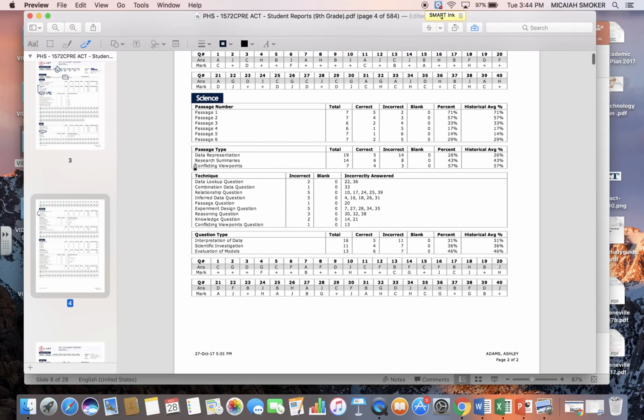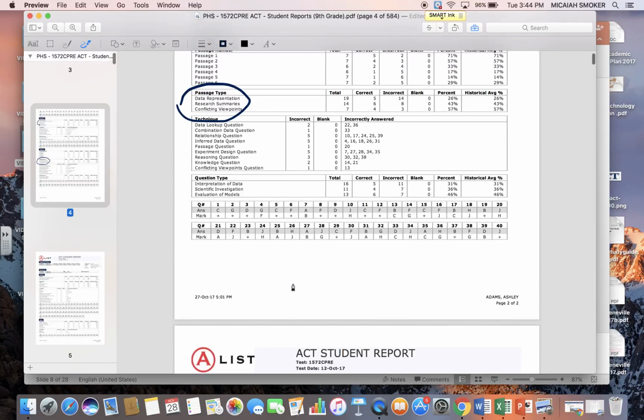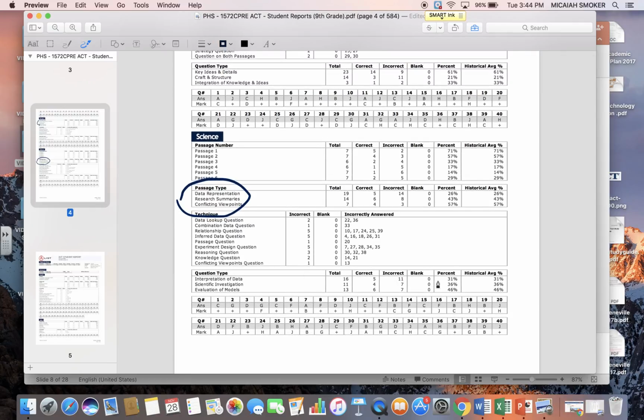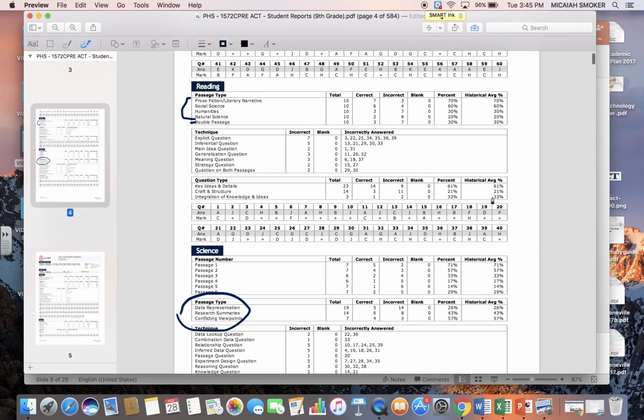Science gave you the 6 passages. They're broken down into 3 different types. Here they are, the 3 passage types, and then the techniques within those. All right, so this gives you a good little breakdown on how they did, and then you can see what they need to work on. For instance, this particular student in reading, I would make sure they focused on craft and structure. They can go into the SMOOP program. They can do things online. They can also ask their English teachers, who can be a resource for that too.